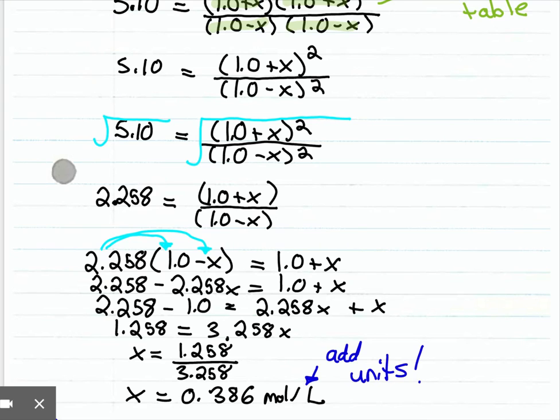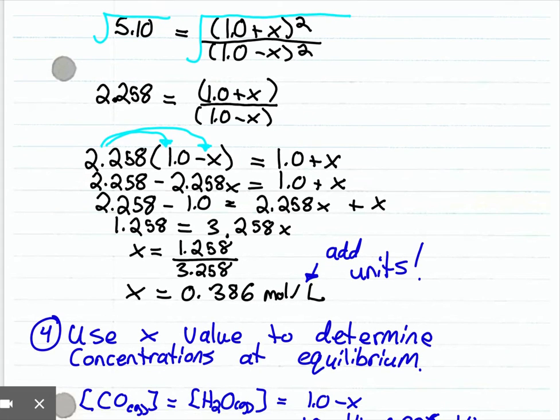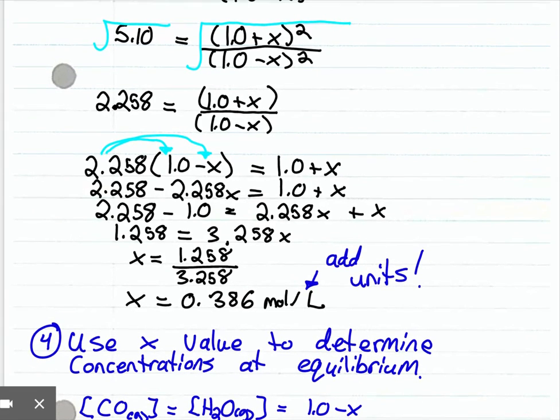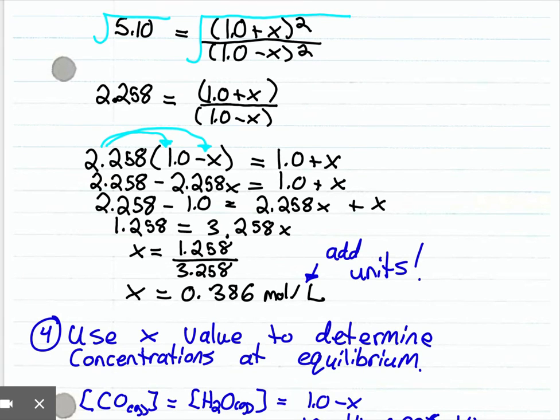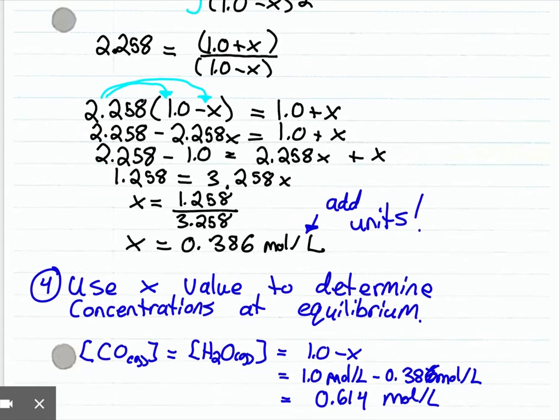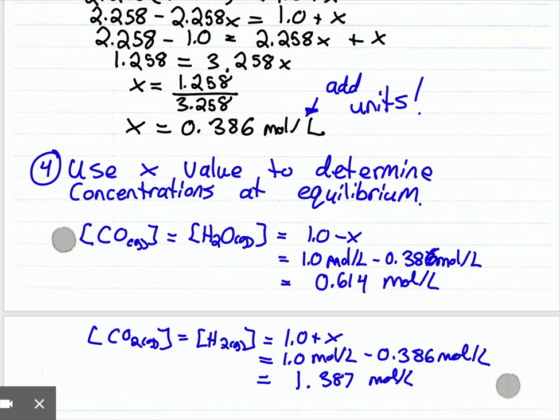So this is now looking like something you know how to do, because you've been here before. You just have to use the X value to determine the concentrations at equilibrium. For this example, it's really straightforward because your two reactants, carbon monoxide and water, were both 1.0 minus X. So you just solve in your X value, and you get them having a concentration of 0.614 mole per liter. Then you do the same thing for the products, carbon dioxide and hydrogen gas. They equal 1.0 plus X.